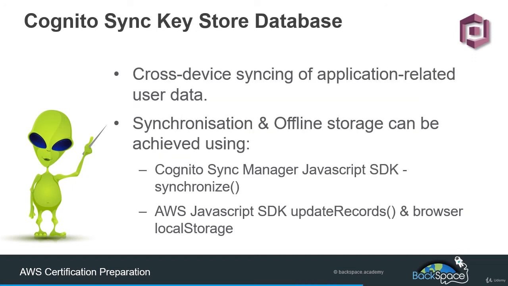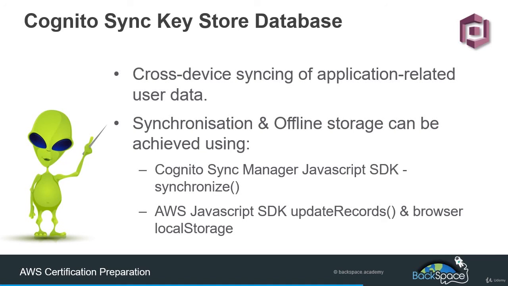So finally, we have the Cognito Sync Key Store database. So that's basically a little bit like a NoSQL database. It just has keys stored. So it's a key and a value that you can store there. So it might be high score or whatever for a game, but it stores simple data, and that data can be synced across multiple devices. So it has cross-device syncing of application-related user data.